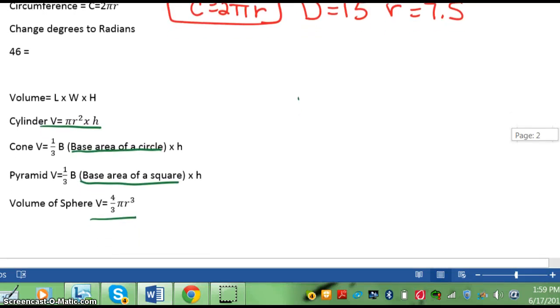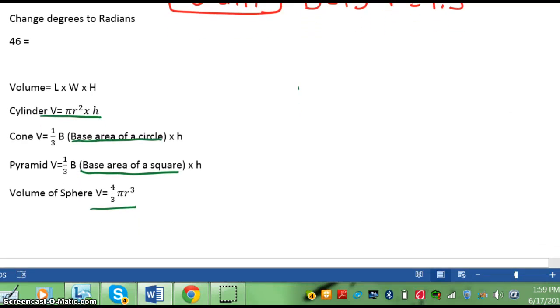Now I'm going to show you how to go from degrees to radians. If you have the TI-30XA calculator, it's very simple. Type in 46, pick your second function key, your DRG button. That's all you do. Type in 46, second function, DRG, 0.80285, etc.